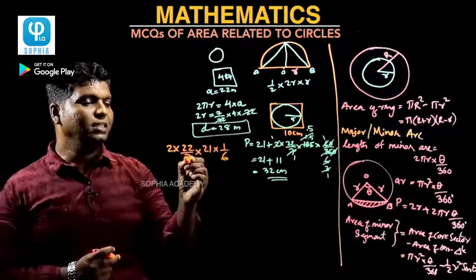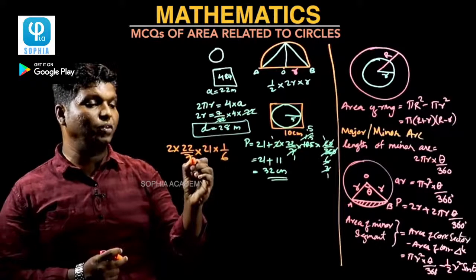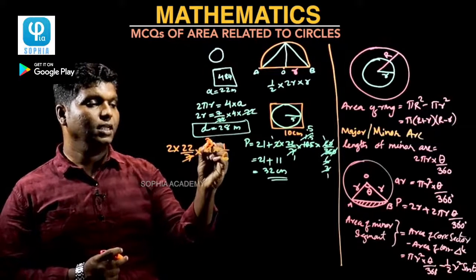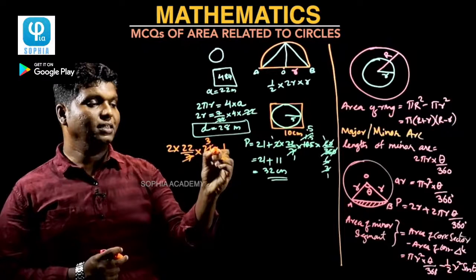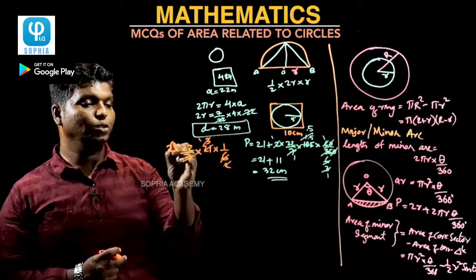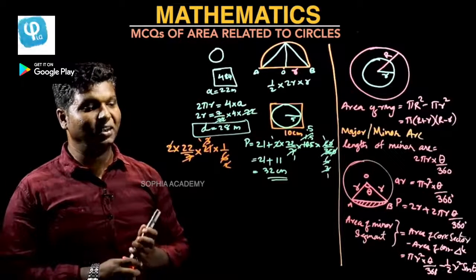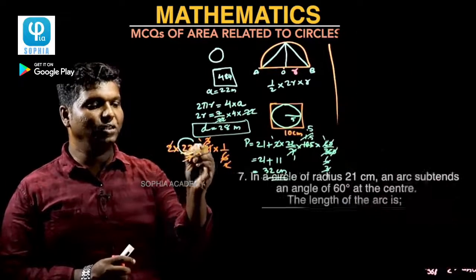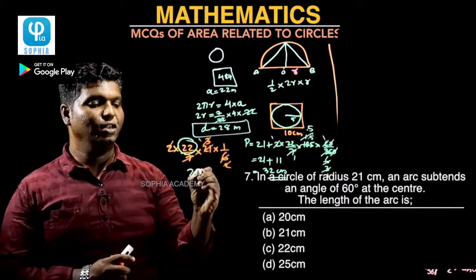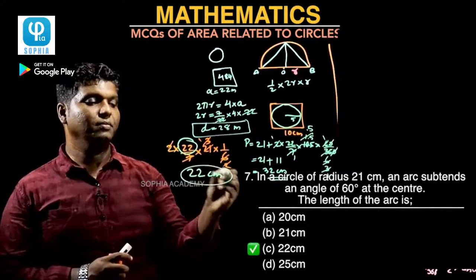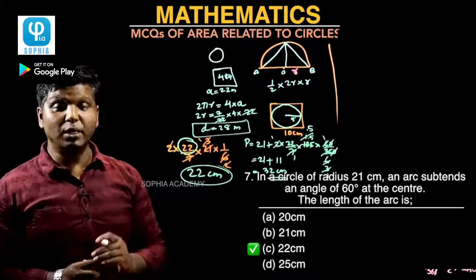Now from this one tell me. 7 and 21 will be cancelled. This will become 3. 3 and 6 will get cancelled. 3 ones are 3, 3 twos are 6. 2 and 2 will get cancelled. Finally, what is left? Only 22 is left, right? So we will say this 22 is the answer. So you can say 22 centimeter. That's the answer.